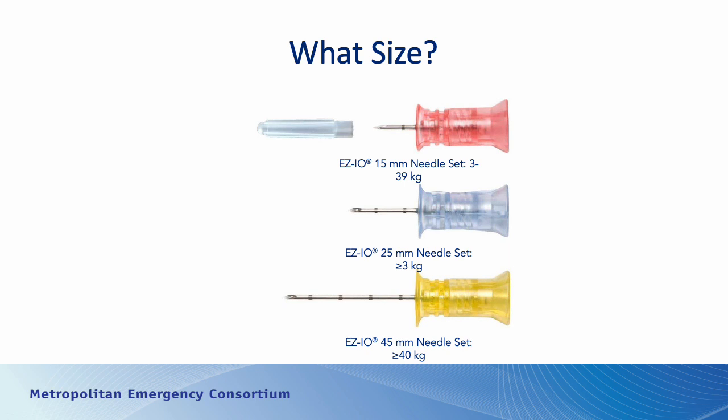The blue one is typically what we use for the tibia, and then we use the big yellow needle for the humeral IO, just simply because of the way we have to place that needle in a patient to get at the humerus.